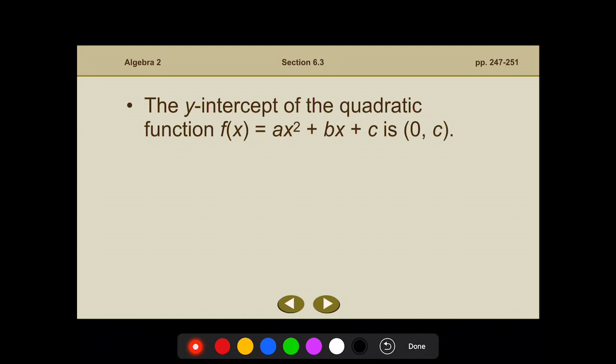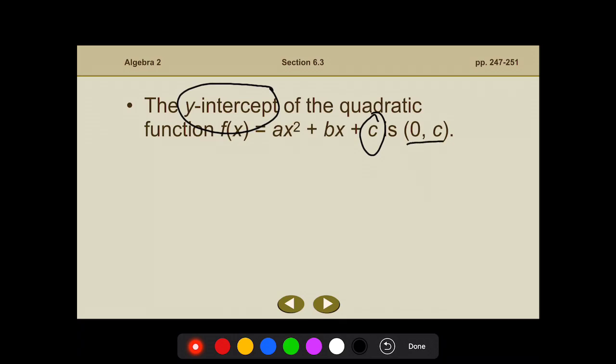Okay, so the y-intercept of the quadratic function f of x, with the function ax squared plus bx plus c, the standard form of a quadratic, is always (0, c). Whenever you see the term intercept, we've already talked about this in Algebra 1 with y equals mx plus b. The y-intercept is called b. In a parabola, it's going to be whatever that number is on the very end, that constant, that coefficient usually. And it's always going to be (0, c).